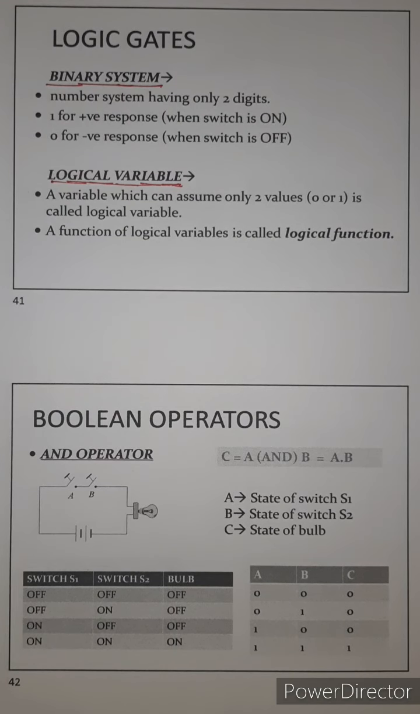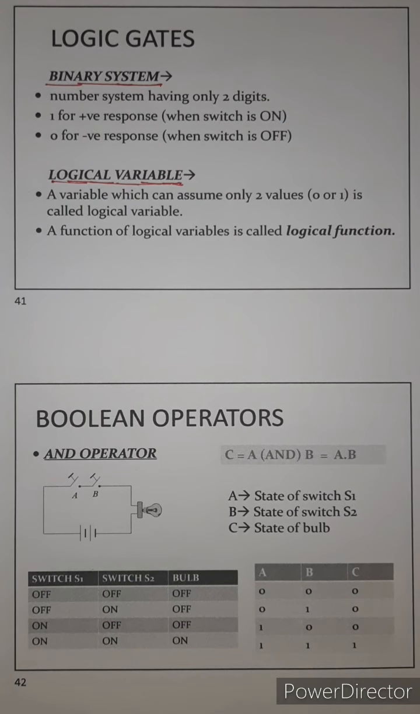Next comes the concept of logical variables. This kind of variables can assume only two values, 0 or 1. And a function which is made from these logical variables is termed as a logical function. Now in Boolean algebra, we have three important operators which are called the AND operator, OR operator and NOT operator.